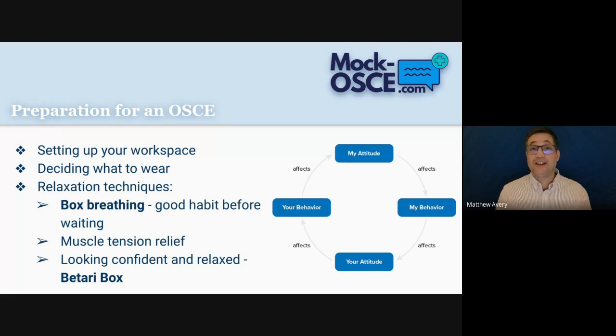Box breathing is another thing that we recommend. So box breathing is very, very simple. There are four sides of a box. So you breathe out for 4 seconds, breathe out through your mouth, and then you hold that for 4 seconds. Then you breathe in for 4 seconds through your nose, and you hold that for 4 seconds. So the whole thing only takes 16 seconds. So do that a couple of times, and your heart rate comes right down, and you feel much more relaxed.